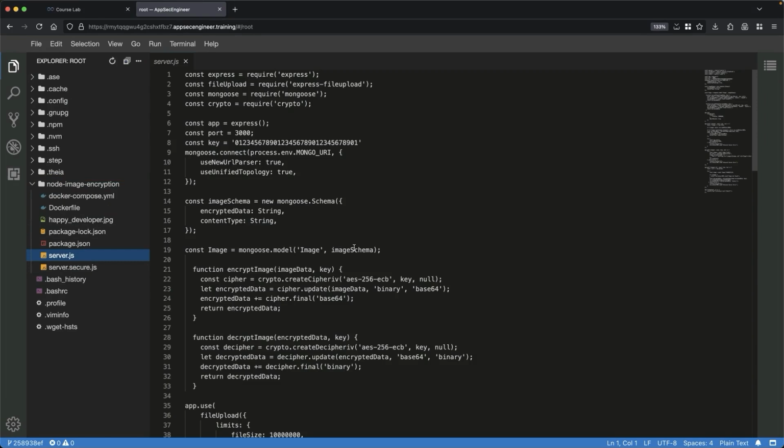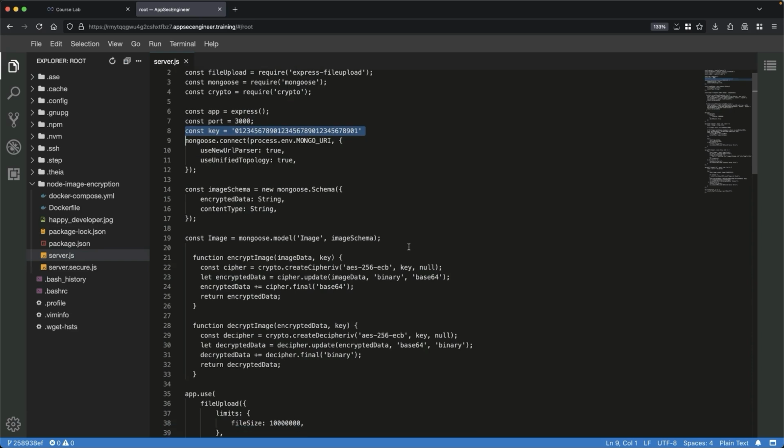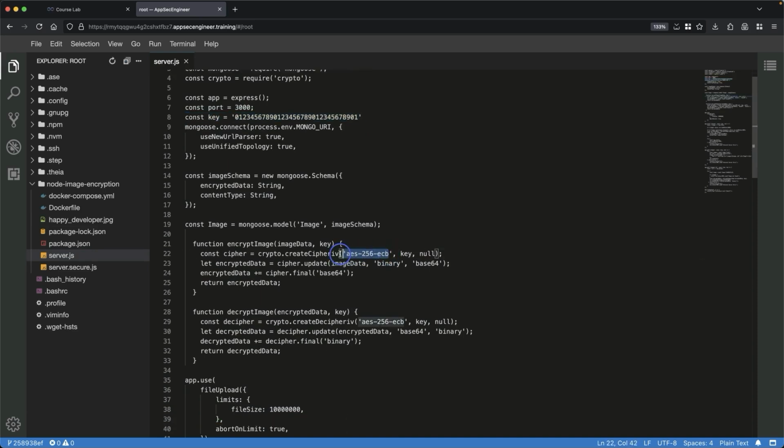To begin with, you will see that the key that we're using in this case is hard-coded. That is clearly a security problem. But the encrypt image function also has this problem. On line number 22, you will see that we're using this ECB mode to encrypt our images. And further, there is no initialization vector being used. Instead, null is simply being passed as the parameter here.